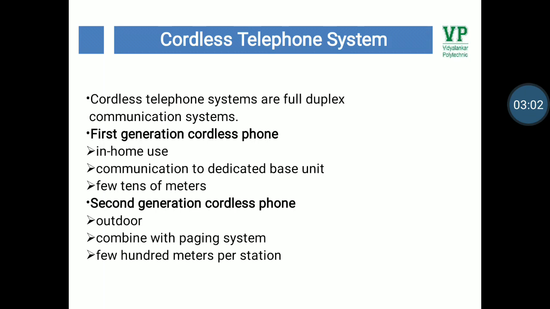The key features of first generation cordless phones are in-home use, communication to dedicated base unit, and few tens of meters. Second generation cordless phones allow subscriber to use their handsets at many outdoor locations. The paging operation is also possible. The range of coverage of the second generation cordless phones is a few hundred meters.